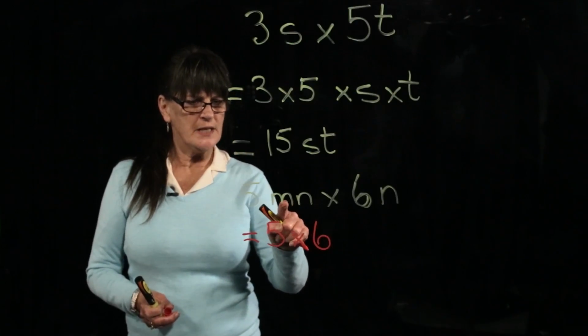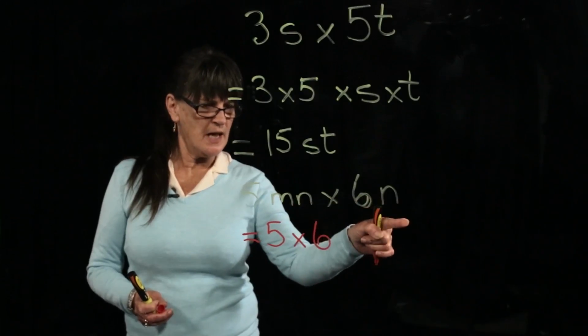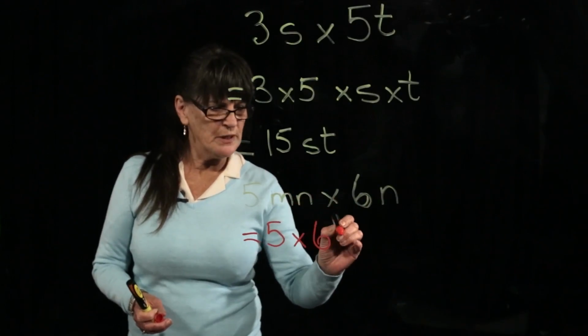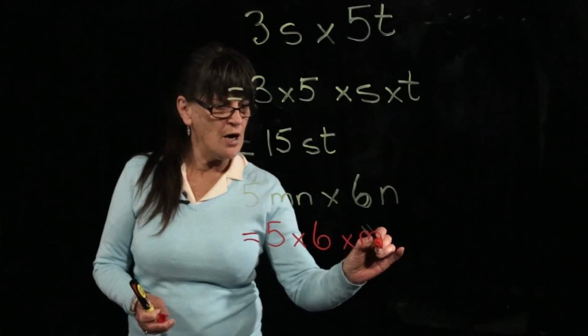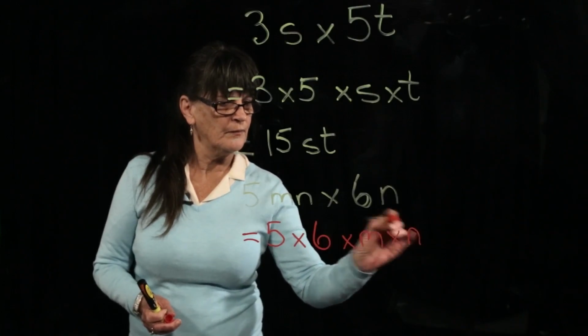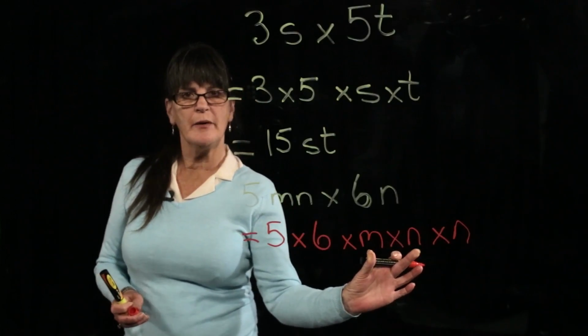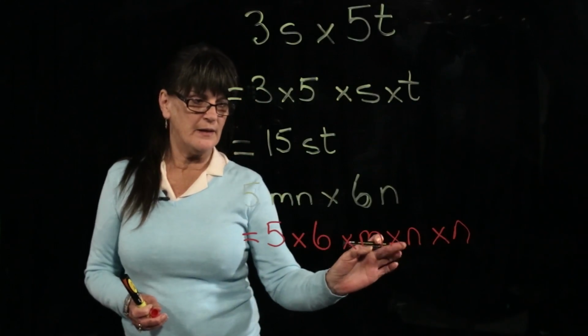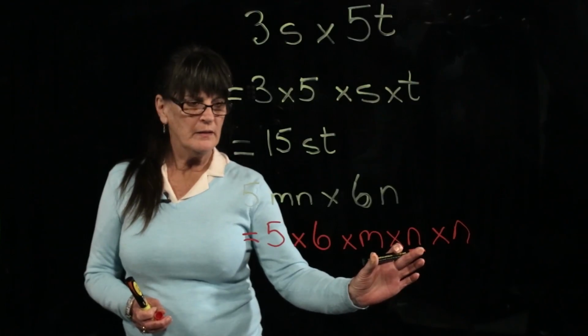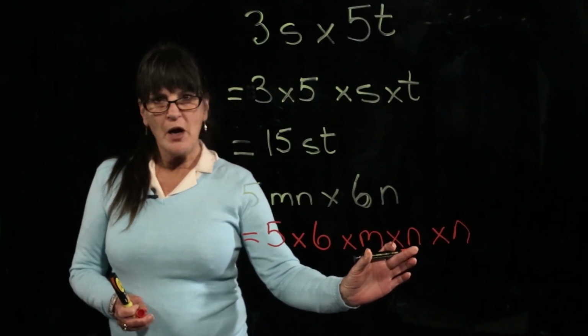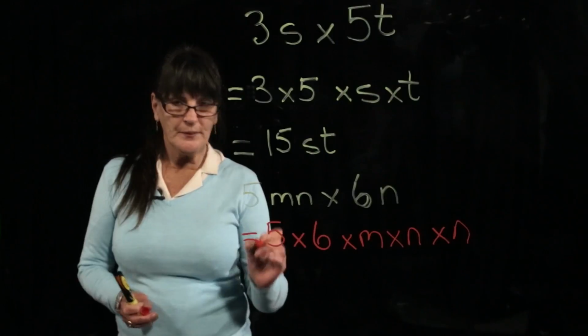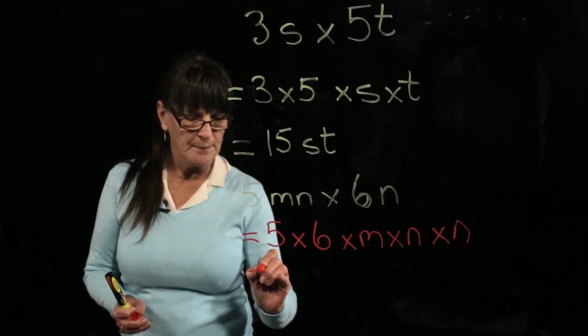Well, there's mn times n. mn is really m times n and then times n. So here's your mn in here. We put the times back in between the m and the n just to remind us that these are multiplied together. Now let's simplify that.